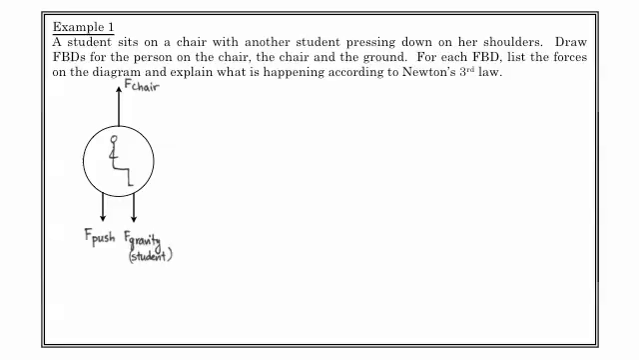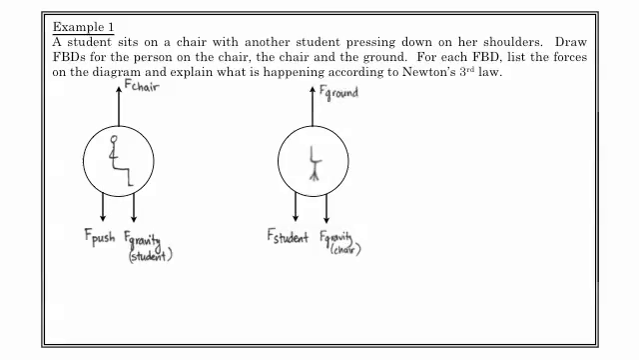Okay, so now what's acting on the chair? Because we need to draw a free body diagram for the chair as well. Well, what's pushing down on the chair? We've got gravity, yep. So the gravity that's acting on the chair is pushing down. What else is pushing down on the chair? The student from above. And of course, why is the chair not falling? Well, because it's supported by the ground. So we've got the force of the ground as well.